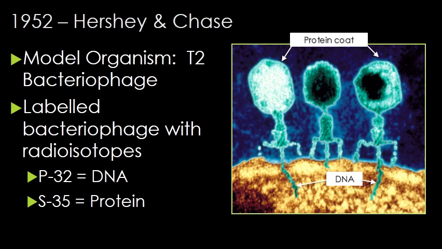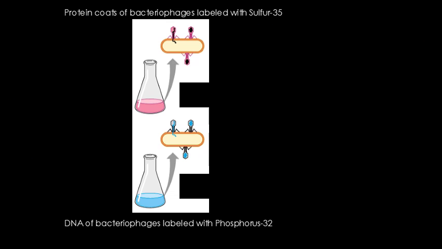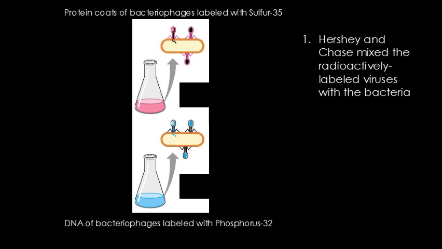DNA, if you remember, has phosphorus, and proteins do not. Sulfur is in proteins, but not in DNA. So by labeling it with this, we could tell DNA and protein apart in a way that we could not tell prior to this.